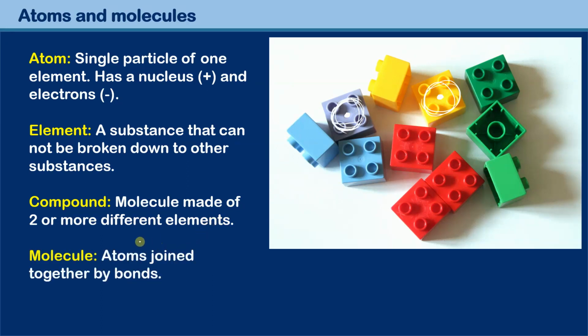And a molecule is, of course, atoms joined together by bonds. So if I stick two atoms together, either of the same color or of different colors, then I have a molecule. But if they're of the same color, they're not a compound. And if they're of different colors, they're a compound. I'll give you examples of this in the next foil.